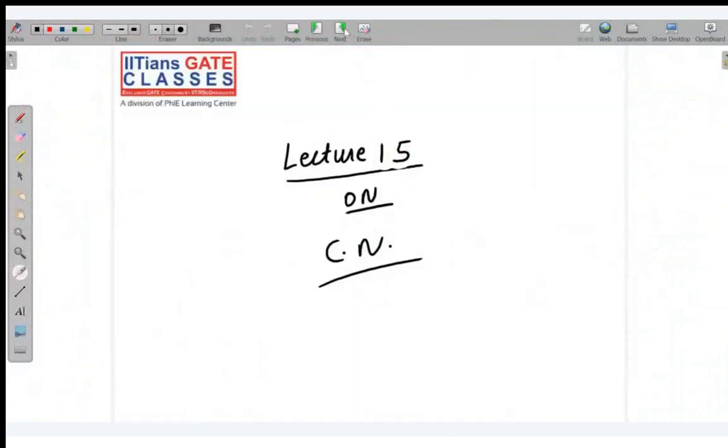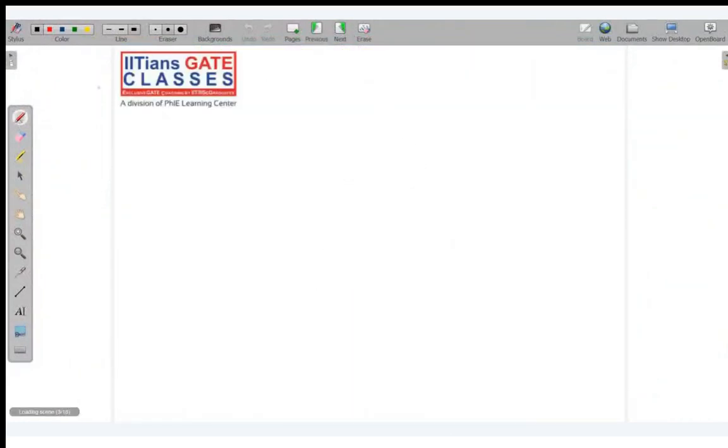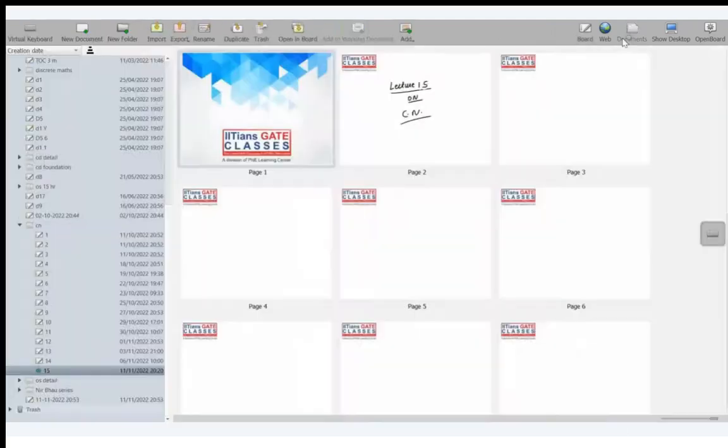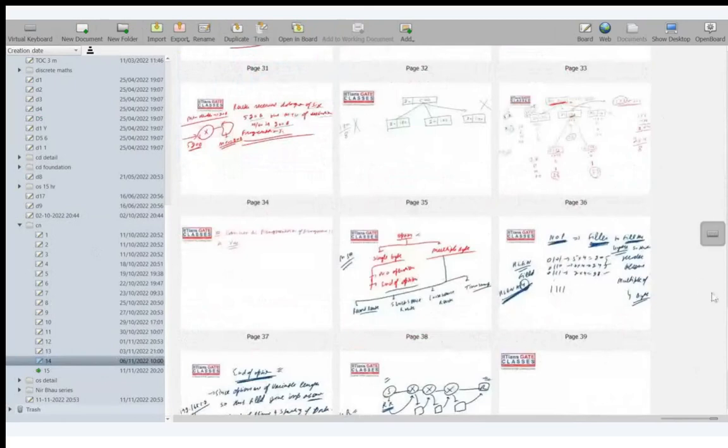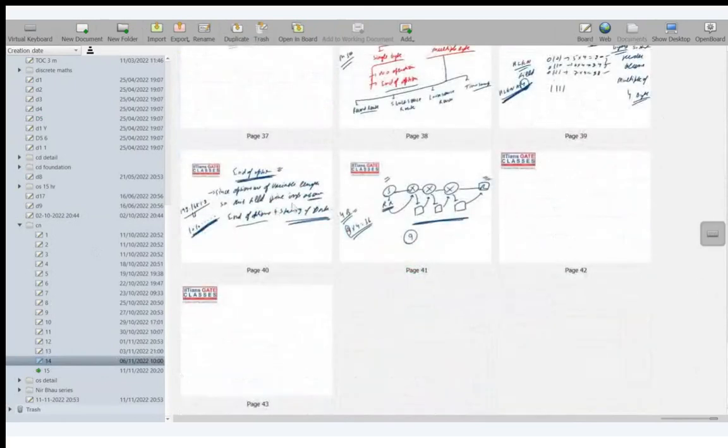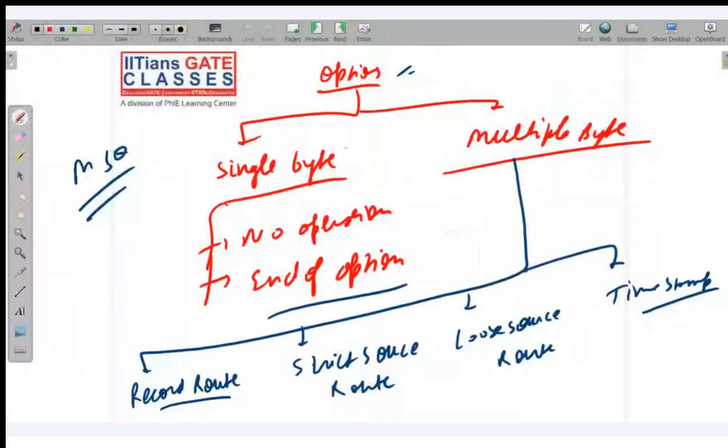This is lecture 15 on computer networks, and in the previous lecture we were discussing options in the IP header. I have told you there are two types: single byte and multiple byte. Single byte were no operation and end of option. And multiple bytes are these.